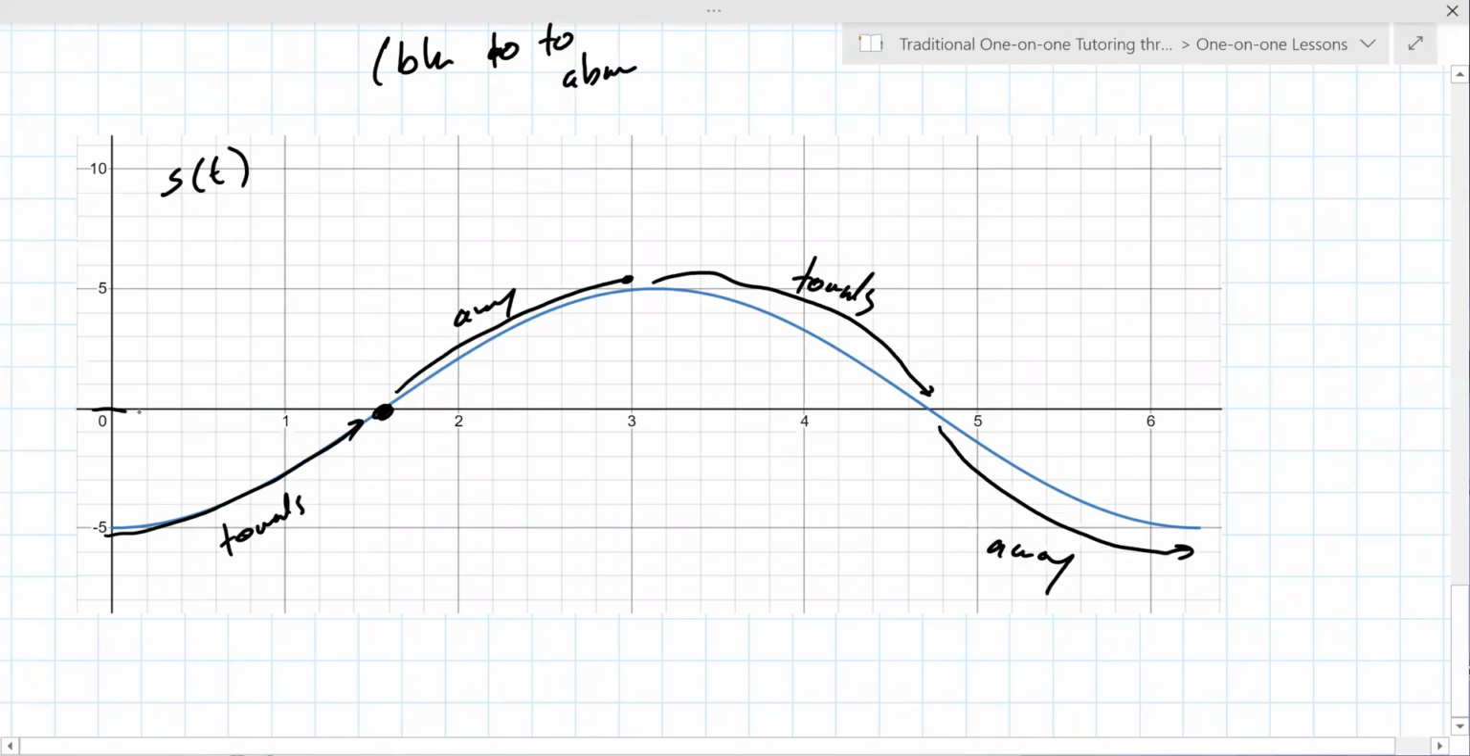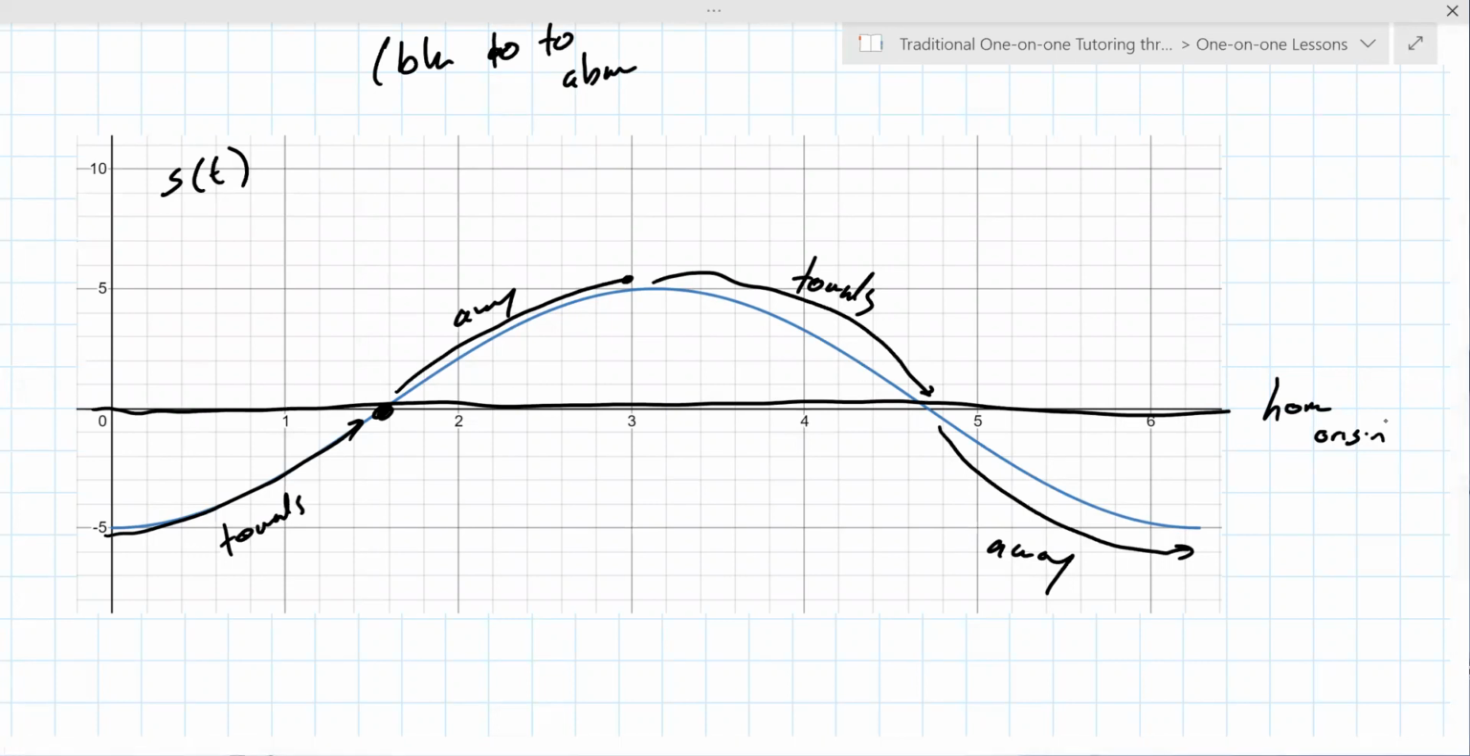Because this line right here is your home or your origin. Okay. That makes sense.